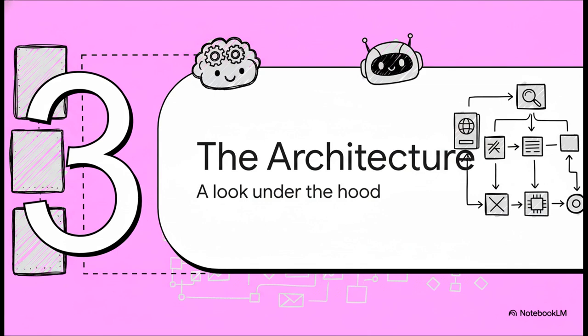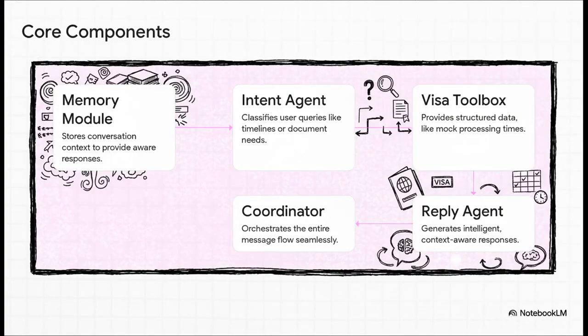Okay, so how does VisaMate actually do all this? Let's pop the hood and take a look at its architecture. I really focused on making it modular and logical, so it's pretty easy to follow what's going on. The whole system is built around these 5 key parts. So everything starts with a memory module. That's what keeps track of our conversation.